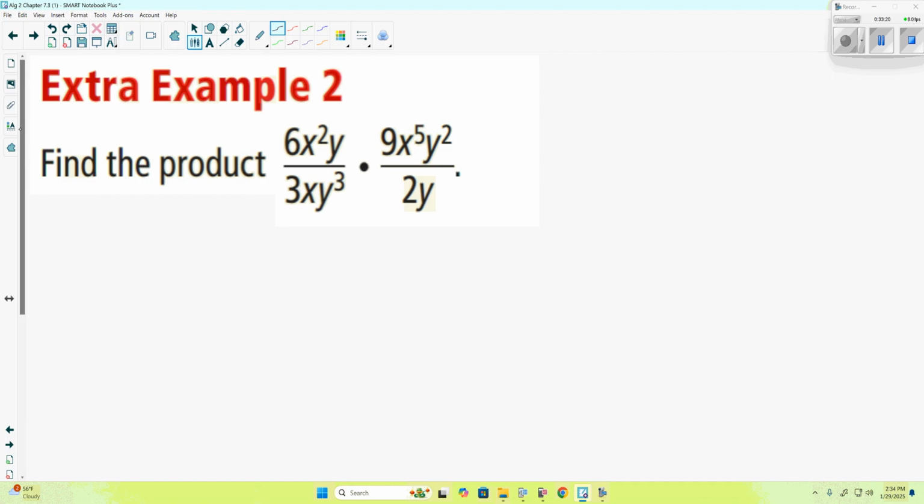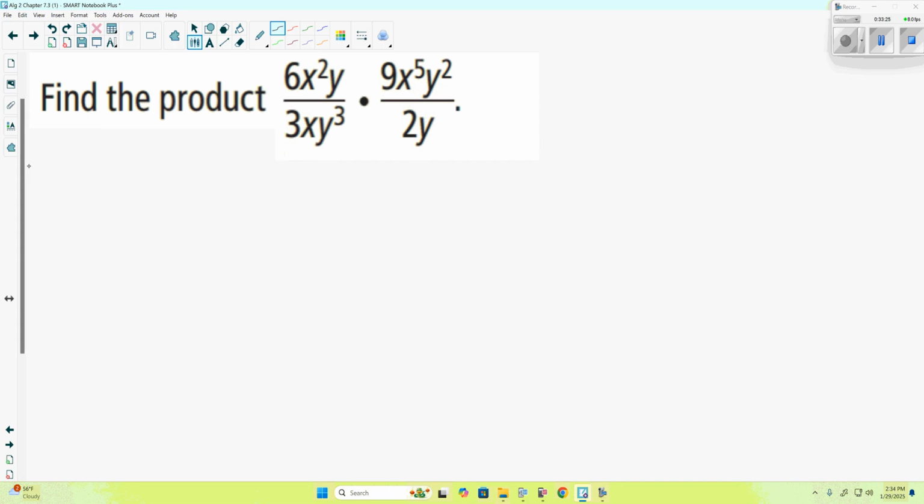Oh yeah, let's do this one here. Because, yeah, we can multiply this out. 6 times 9, 54. X squared times x to the fifth, x to the seventh, because we have 2 plus 5 gives us 7. Y times y squared is y to the third. Questions on how we got the numerator, the top of that fraction?